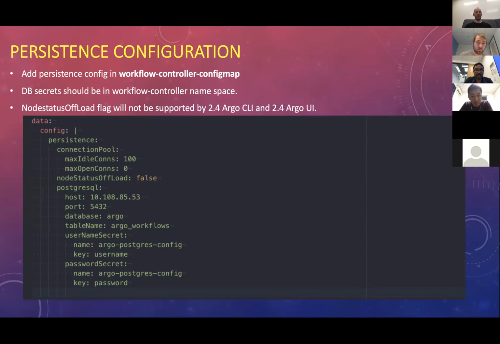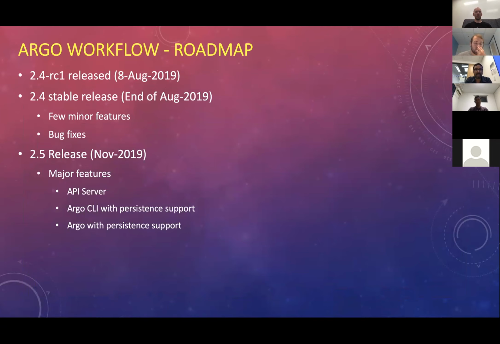Let me go to the next slide, which is the Argo roadmap. The 2.4 release candidate one was already released last week, so you are already trying that. The 2.4 stable release is going to be released at the end of August. There are a few minor feature PRs waiting. Once Jesse comes back, Jesse and I will review and merge them along with a few bug fixes. Once that's done, we will release the stable 2.4 release.